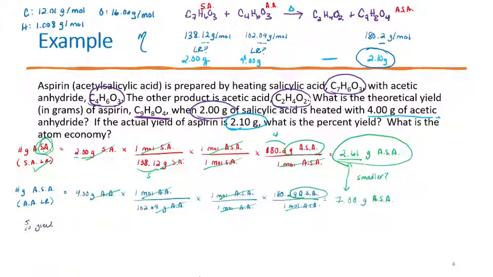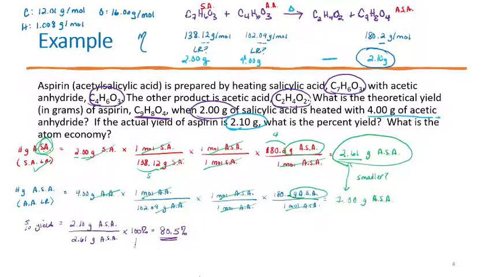So for my percent yield, I'm going to take my actual yield, which is 2.10 grams. I'm going to divide it by my theoretical yield, which is 2.61 grams. And I'm going to multiply this by 100%. And I see that my final answer here is 80.5%. Again, I have 3 sig figs here because I have 3 sig figs in my original values.